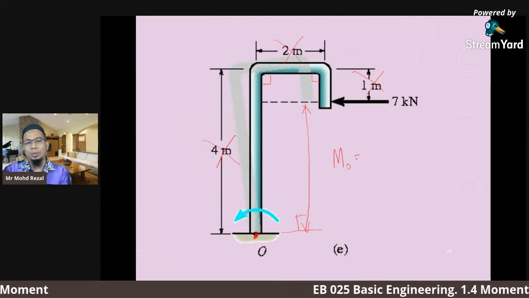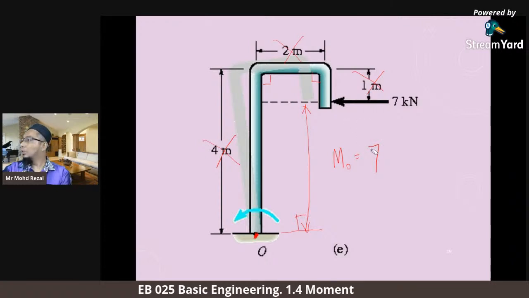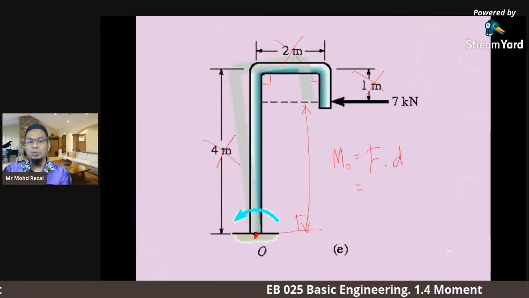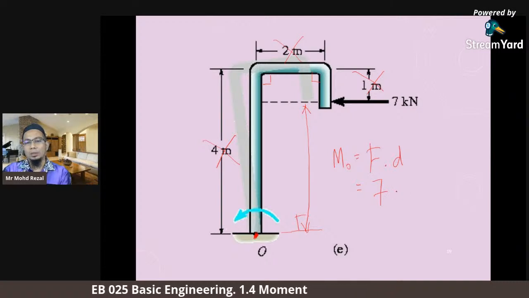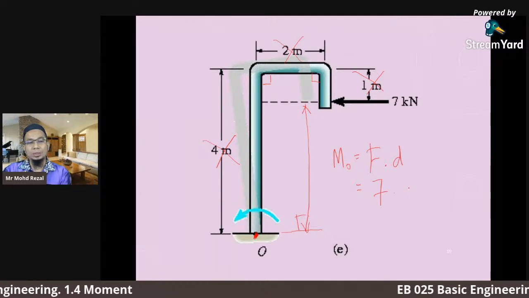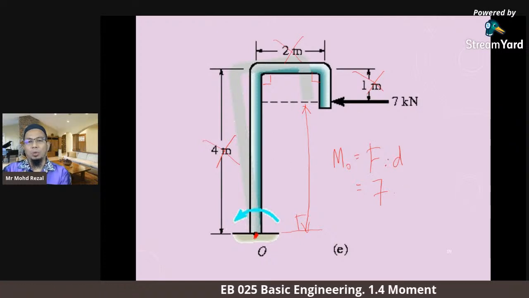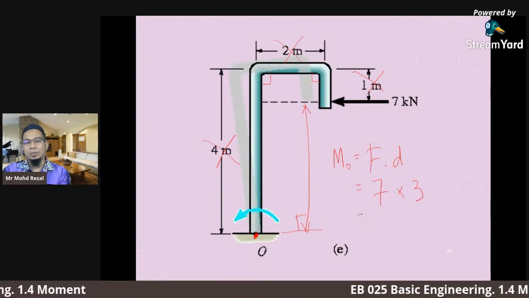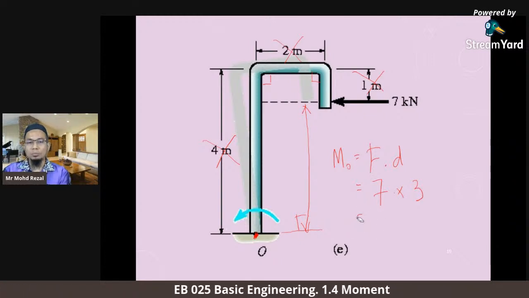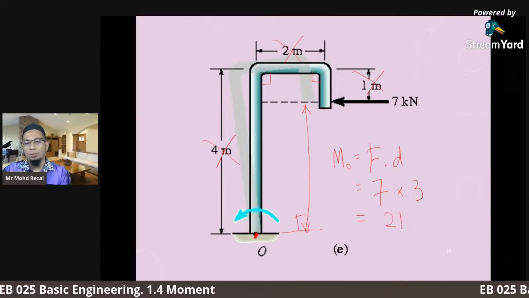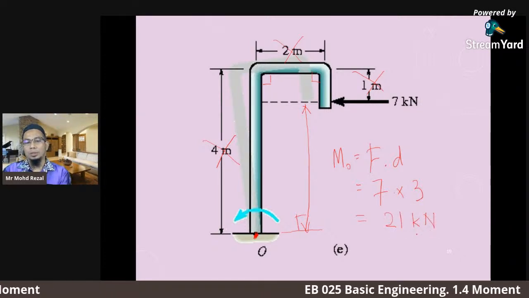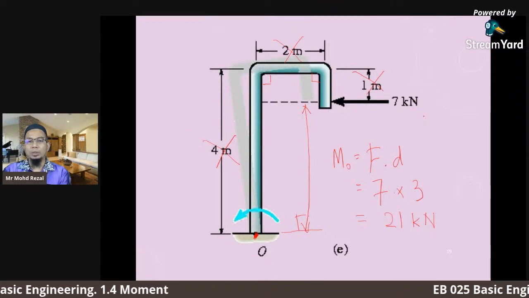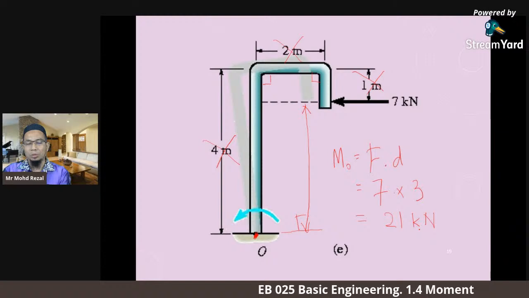So the moment is F multiplied by perpendicular distance. So 7 kilonewton multiplied by what distance? 4 meter minus 1, so we multiply by 3 meter only. So we will get 21 kilonewton meter. Make sure your units are correct. We put the correct unit. If we give the kilonewton, the answer must be kilonewton.